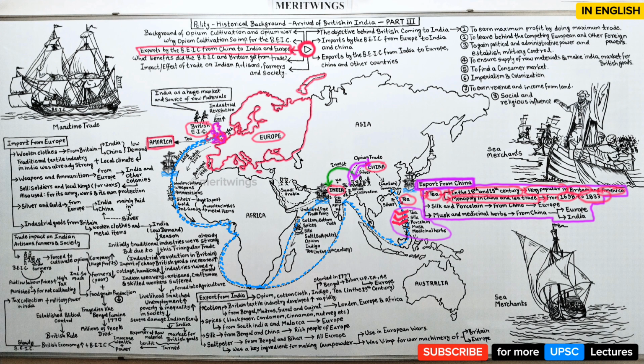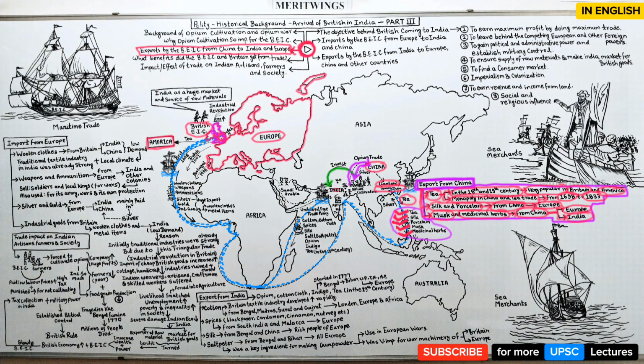However, after 1833, the company's monopoly on trade with China and tea trade ended. Tea was bought from a place called Canton in China, which falls within Guangzhou city, and exported in large quantities to Britain and America by the East India Company. The second is export of silk and porcelain. Friends, at this time, China's fine silk and porcelain were sent from China to Europe. Apart from this, musk and medicinal herbs were also exported from China to Europe and India. However, their trade was not as big as tea, silk and porcelain.